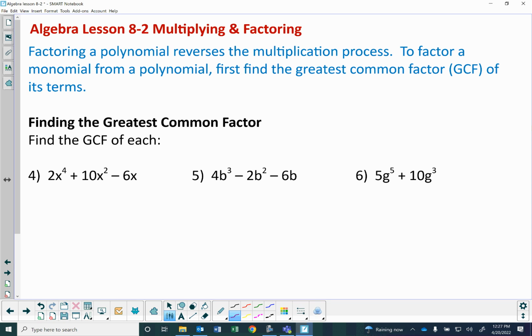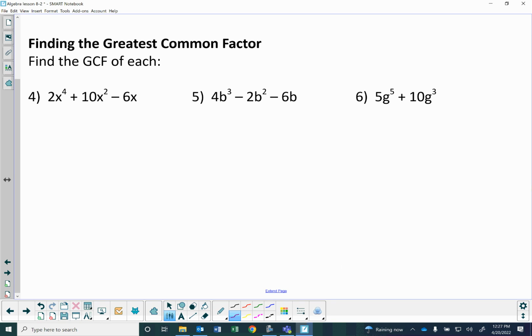To factor a monomial from a polynomial, you first have to find the greatest common factor, otherwise known as the GCF, of its terms. So we're going to take a look at a couple of problems, and we're going to look for a GCF. So how to do that? Some people are going to see the GCF right off the bat. Others are not going to be able to see that as easily. So I will show you one way to find a GCF in case it doesn't come to you really quickly.